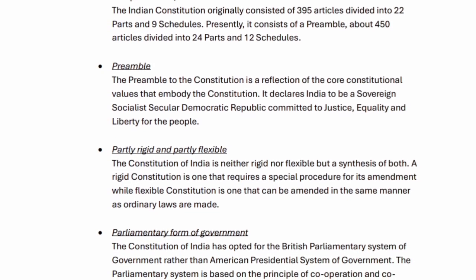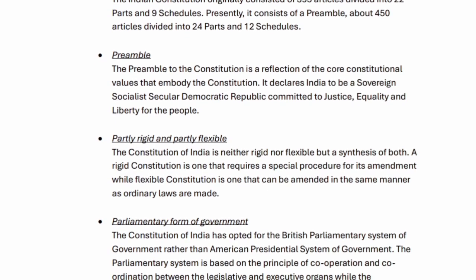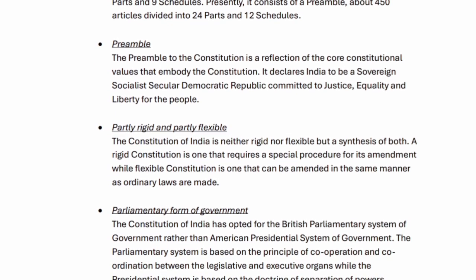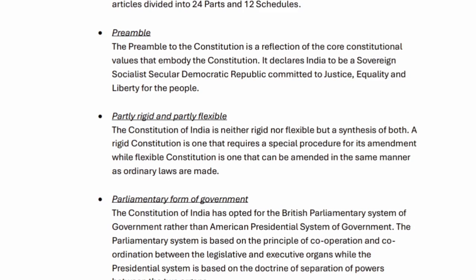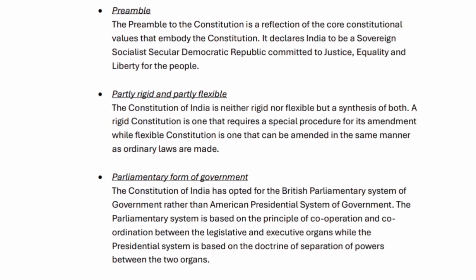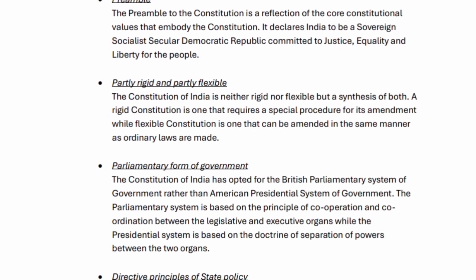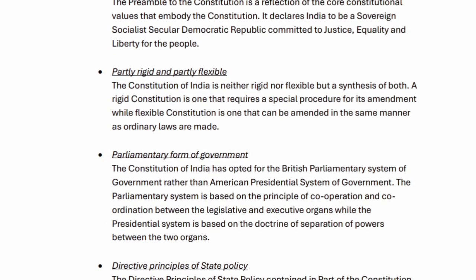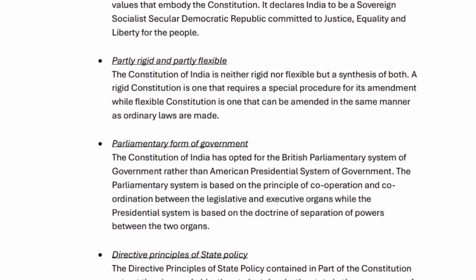Preamble. The preamble to the Constitution is a reflection of the core constitutional values that embody the Constitution. It declares India to be a sovereign socialist secular democratic republic committed to justice, equality and liberty for the people. Partly rigid and partly flexible. The Constitution of India is neither rigid nor flexible but a synthesis of both. A rigid constitution is one that requires a special procedure for its amendment, while a flexible constitution is one that can be amended in the same manner as ordinary laws are made.